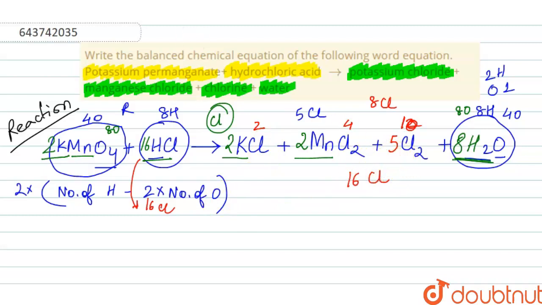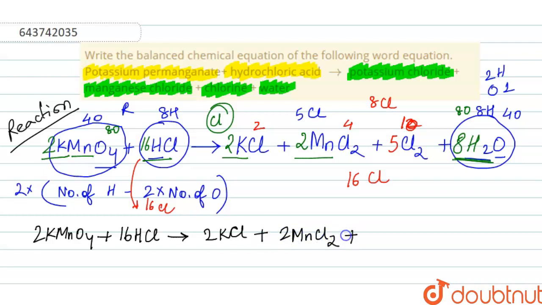So this is the way you need to balance equations. So the final equation will be 2KMnO4 plus 16HCl gives 2KCl plus 2MnCl2 plus 5Cl2 plus 8H2O. This is your complete answer.